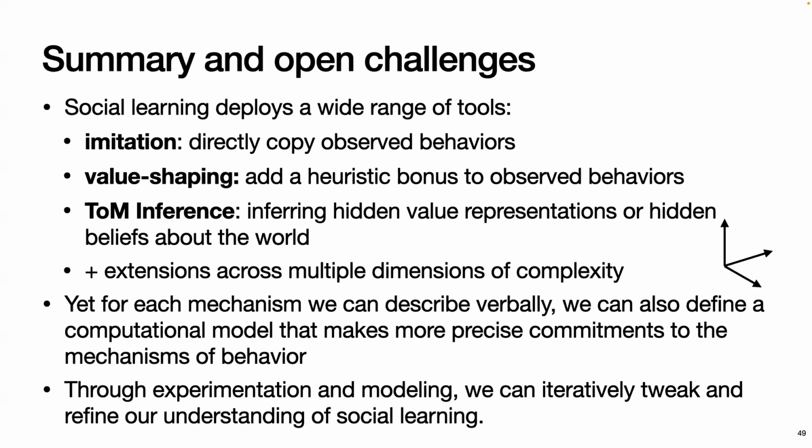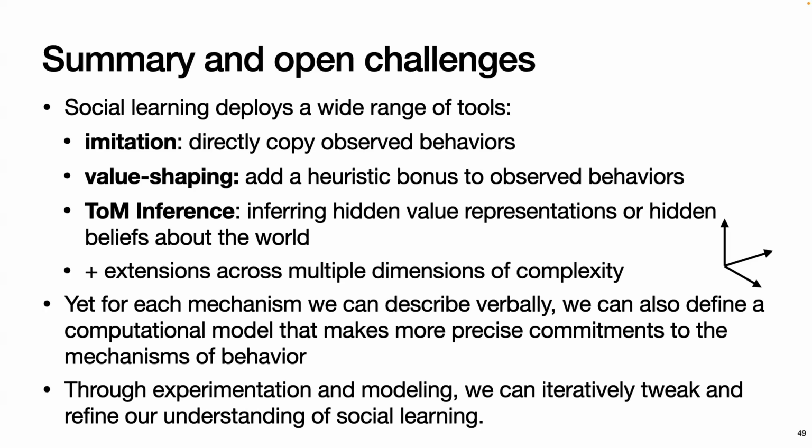I've also hinted at some extensions across multiple dimensions of complexity as well, and even some of my work that tries to combine all these together. And so here we arrive at the main advantage of computational models. For each of these mechanisms we can describe verbally, we can also define a computational model that makes more precise commitments to the mechanism's behavior that we're hypothesizing, right?